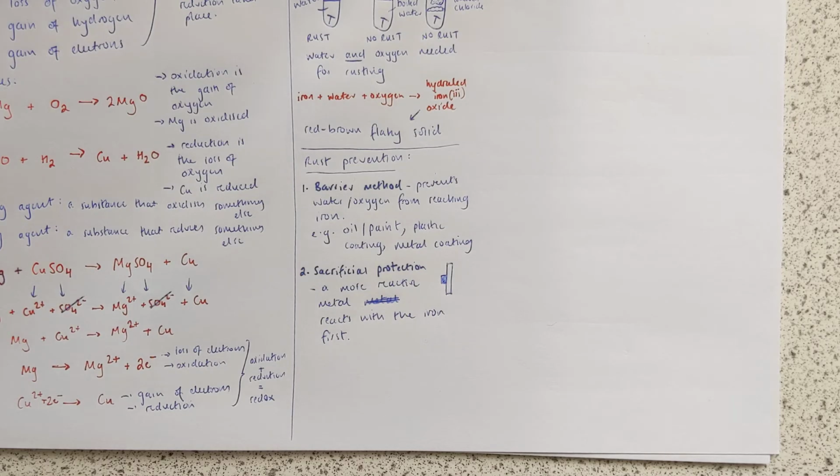One specific example of sacrificial protection is a method known as galvanizing, which is when you coat your piece of iron in zinc. Zinc's more reactive than iron, so therefore the zinc can sacrifice itself to prevent the iron from rusting.